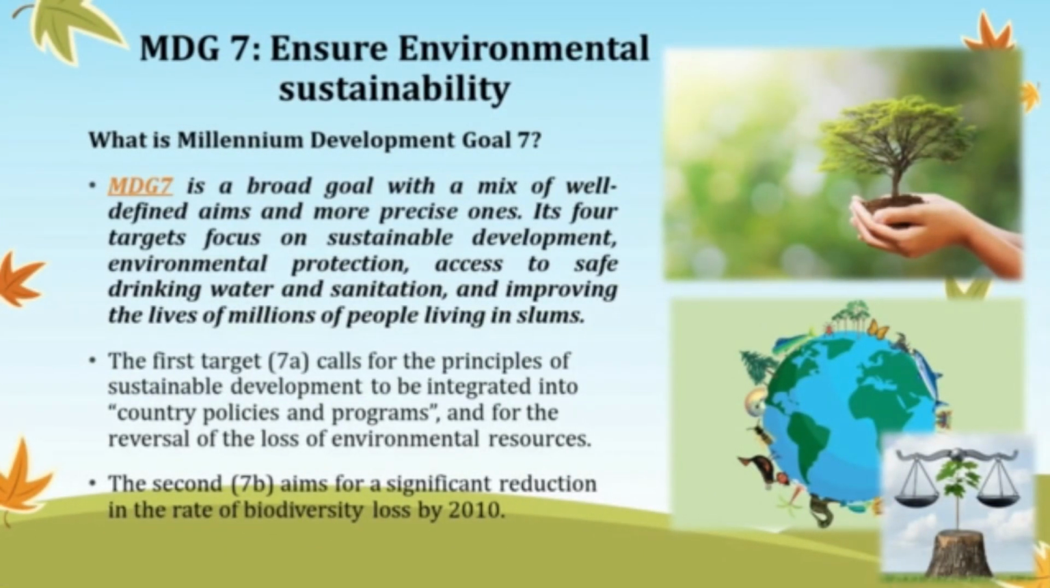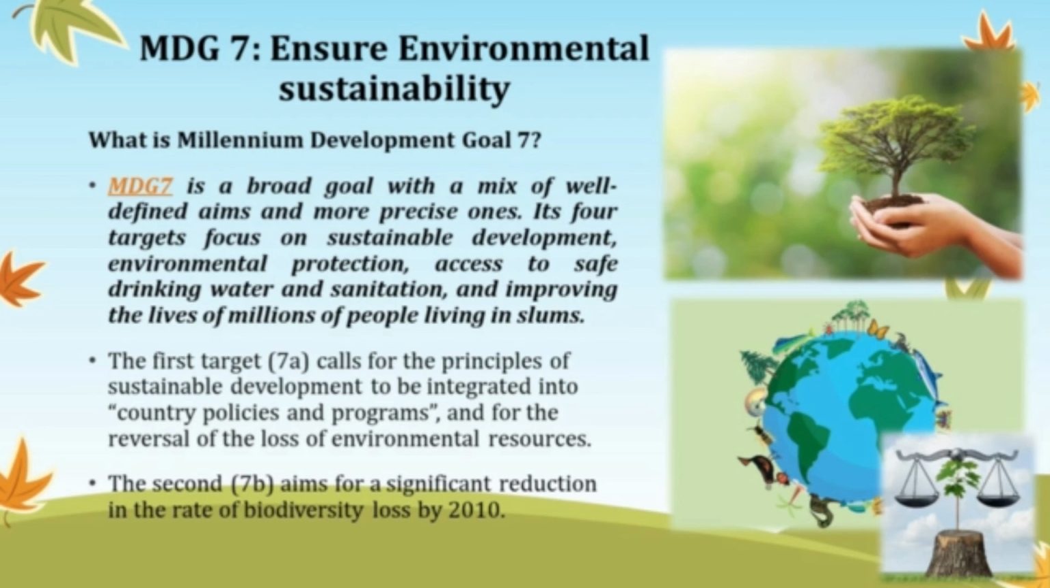What is Millennium Development Goal 7? MDG 7 is a broad goal with a mix of well-defined aims and more precise ones. Its four targets focus on sustainable development, environmental protection, access to safe drinking water and sanitation, and improving the lives of millions of people living in slums.